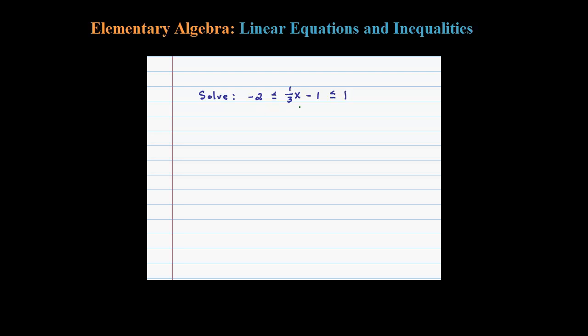Here we have to solve what's called a compound inequality. Alright, so we sort of have two problems in one here. We have -2 is less than this linear expression, and this linear expression is less than 1 at the same time. We could break it up, use the AND keyword in between them, but I'm going to work this as one problem.